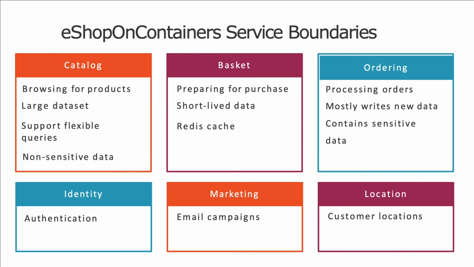Ordering: the job of the order microservice is to process orders and mostly write new data. We don't update an order, which is a kind of event logging. We just create new records, and if we delete a product, we add a new line that means delete product. We have to track the history of the product. It can contain sensitive data like emails, addresses, maybe credit card or something like that.